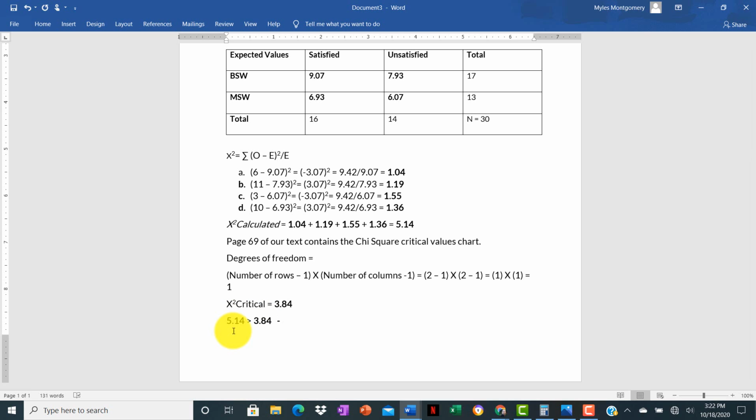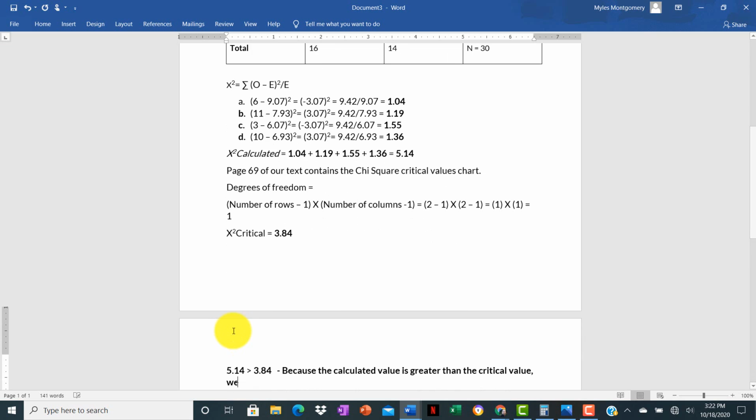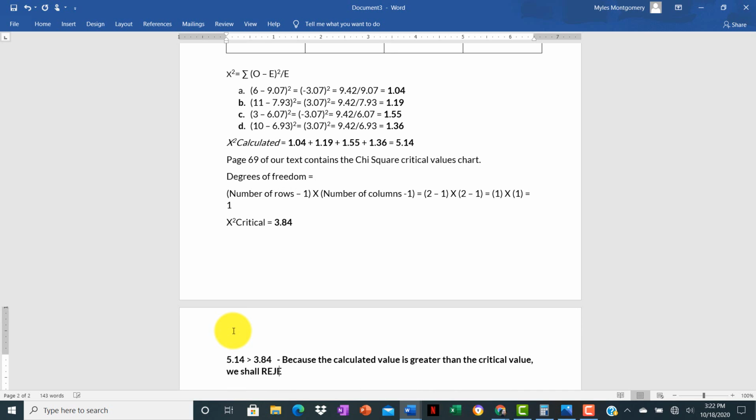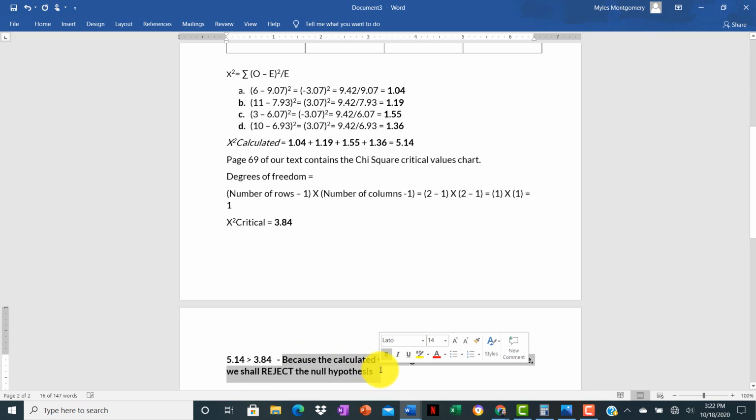Because the calculated value is greater than the critical value, we shall reject the null hypothesis. If I'm putting something in all caps, you know it's serious. It's like shouting. Okay, we shall reject the null hypothesis. I'll even italicize it just to make it louder, I guess.